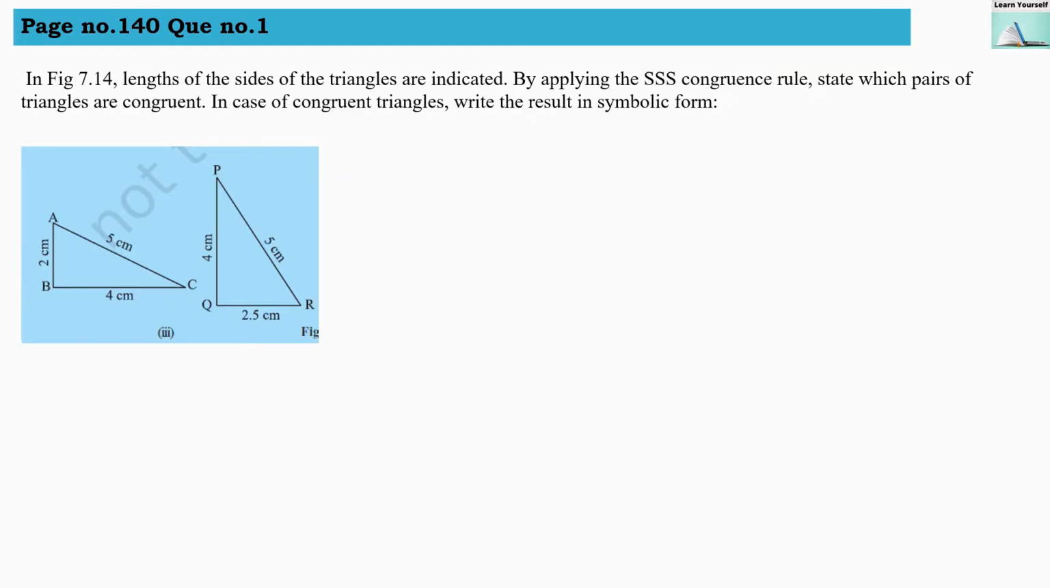Third numerical, we are proving SSS congruence rule. So in given triangles, as per the figure, we can see that BC is 4 centimeter and PQ is 4 centimeter, then AC is 5 cm and PR is 5 cm, but these two sides are not equal. So these triangles are not congruent with each other, but that we have to write stepwise.